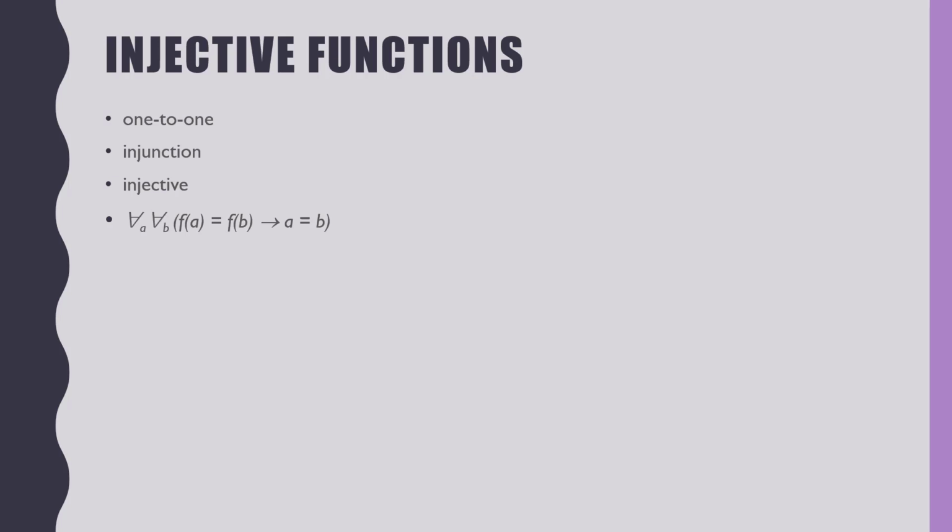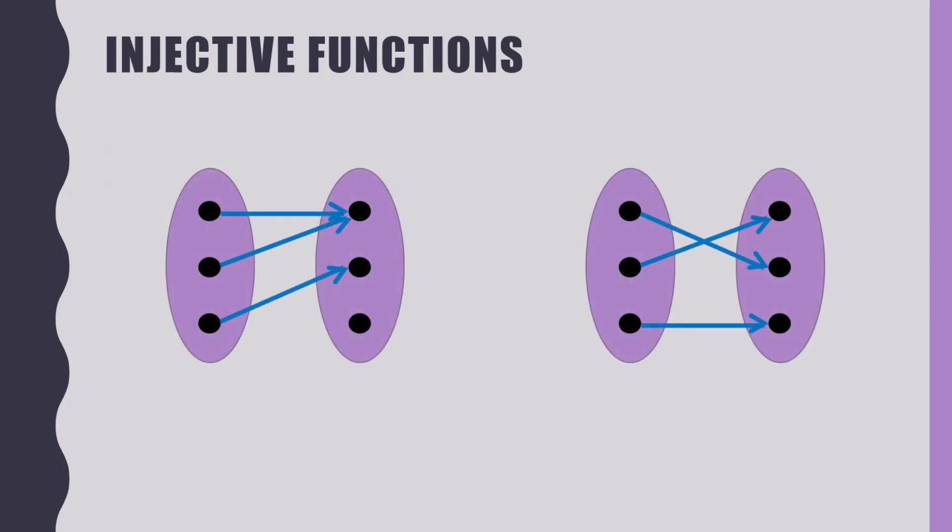But I'm just saying, if I were to plug in some value a into my function, and it happened to equal whatever value I got back when I plugged in some value b, then that implies that a and b are the same thing. Okay, let's look at that graphically.